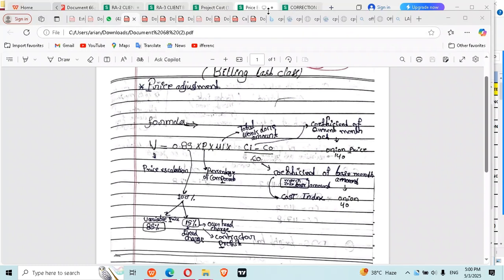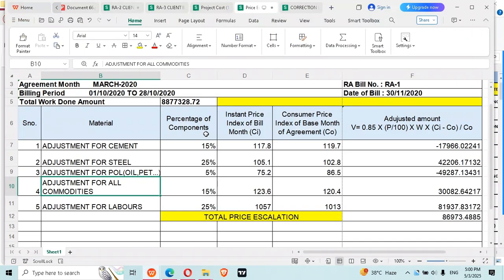So now I am coming to the format. If you look at the percentage of components, I have written them here. I took them from there and just wrote them here. But how did we get these prices, the current and the agreement prices? And how did we calculate them? So I am coming here.